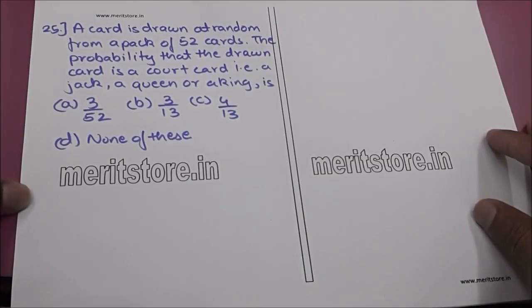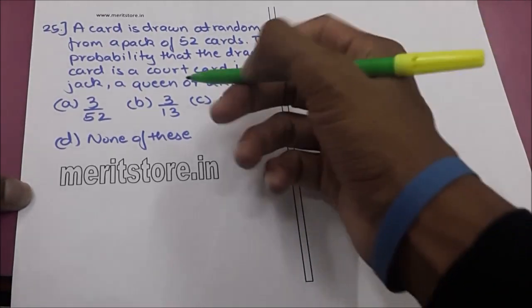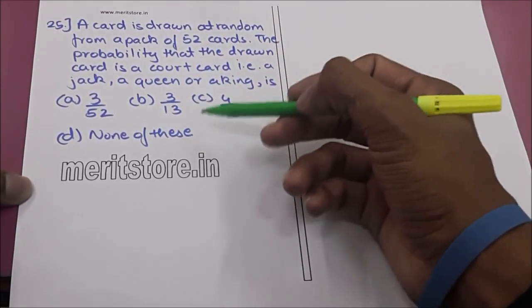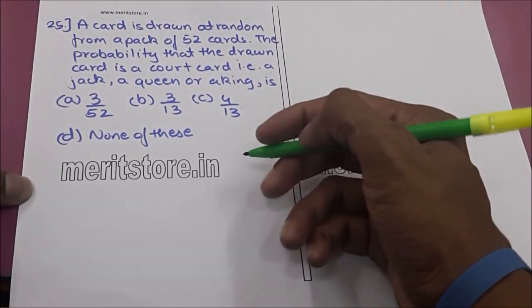Question 25. A card is drawn at random from a pack of 52 cards. The probability that the drawn card is a court card, that is a jack, a queen or a king, is, we have four options: A 3 by 52, B 3 by 13, C 4 by 13 and D none of this.